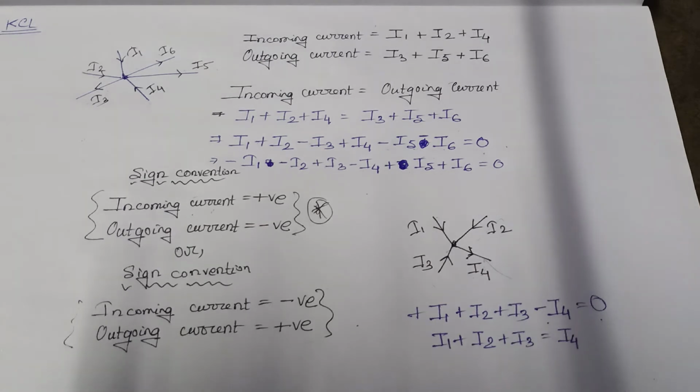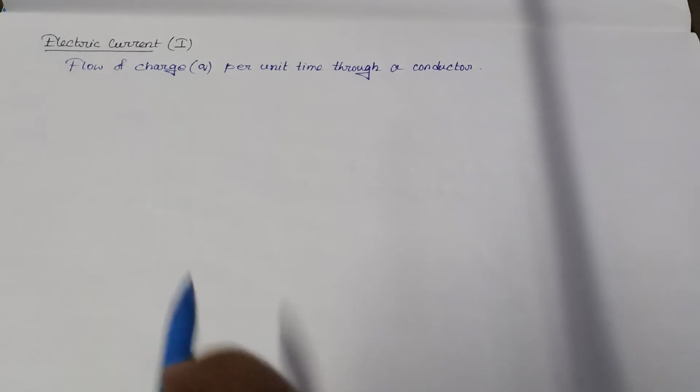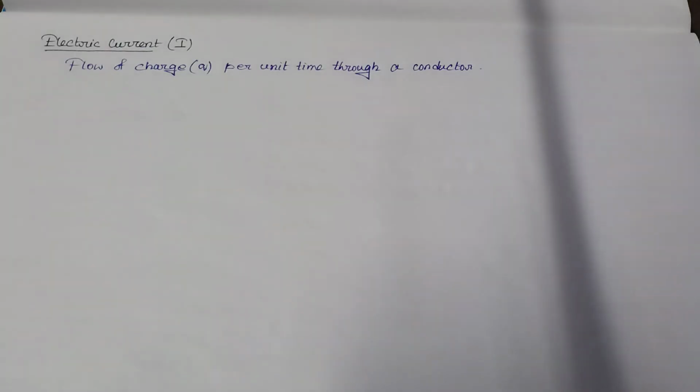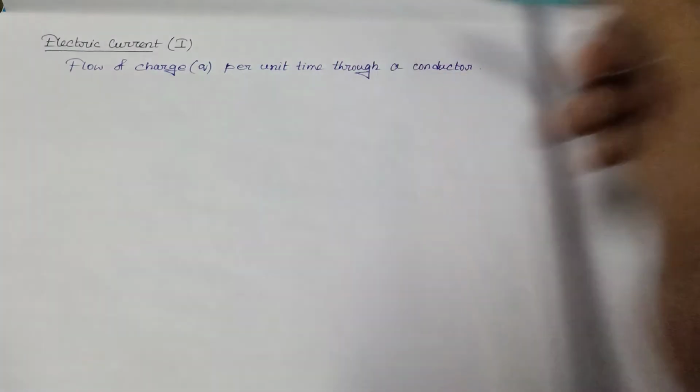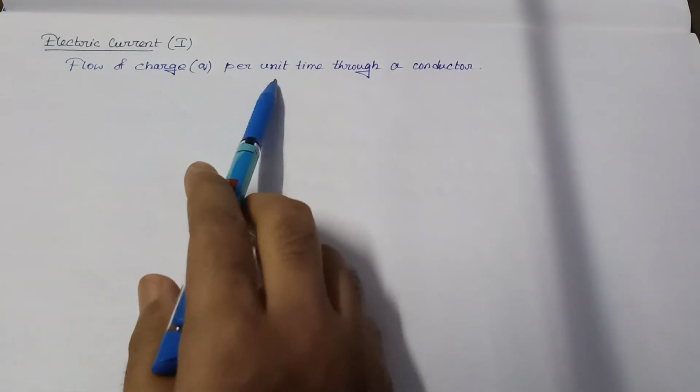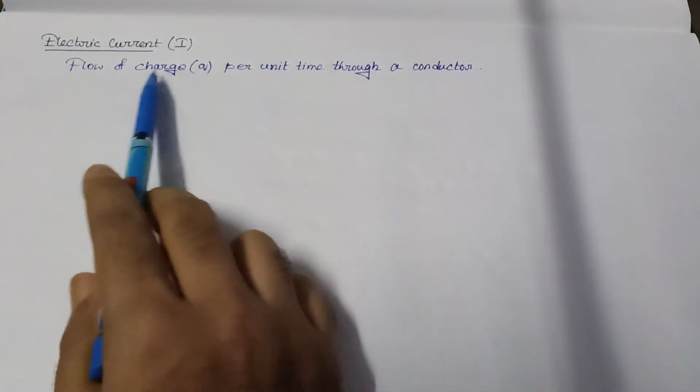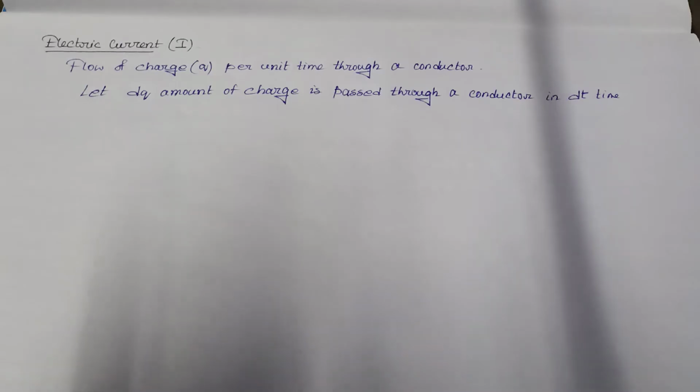So this will be I1 plus I2 plus I3 equals I4, which means the sum of incoming currents equals the sum of outgoing current. Now see, what is the definition of electric current? Electric current is denoted by I, that is the flow of charge per unit time through a conductor. Charge is denoted by Q.